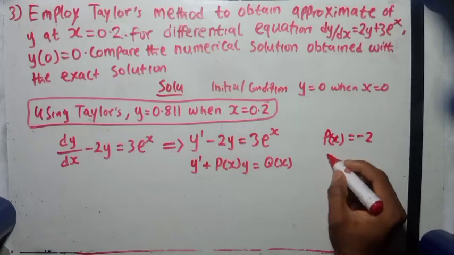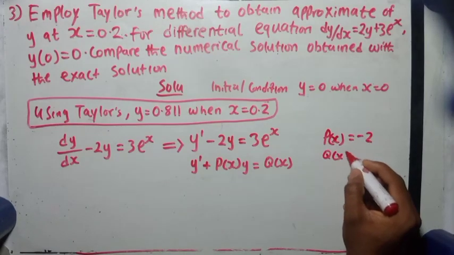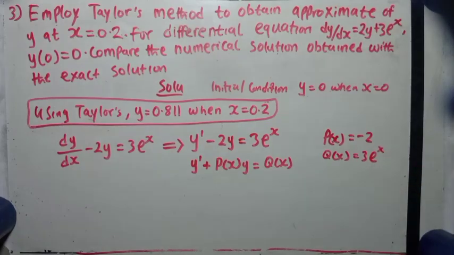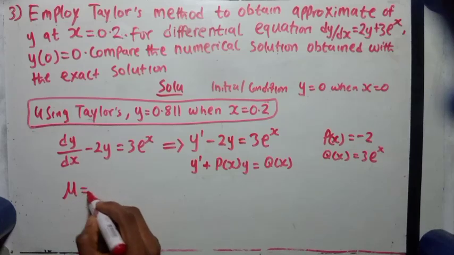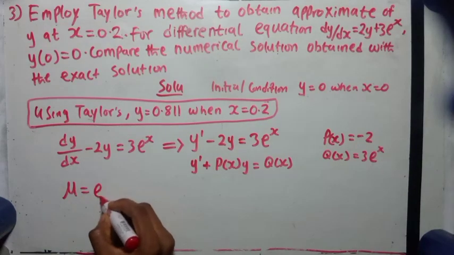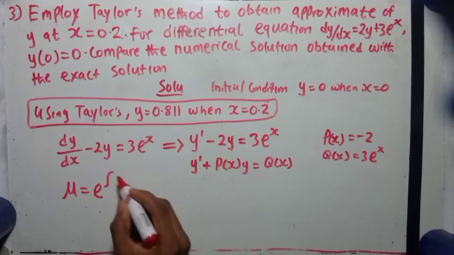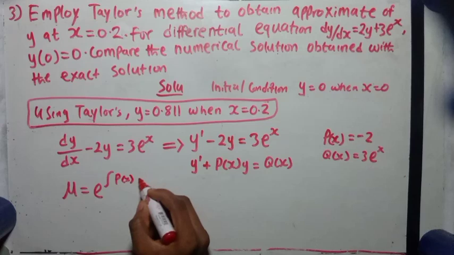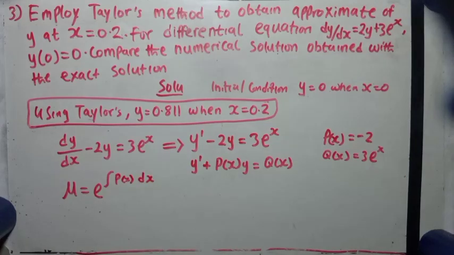Minus 2, and our q of x is what? 3 exponential x. We just want to compare these two, and we have gotten this to be this. So the integrating factor, its formula is normally represented with an Euler sign. Its formula is given as the exponential raised to the power integral of p of x dx. So that's just the formula.